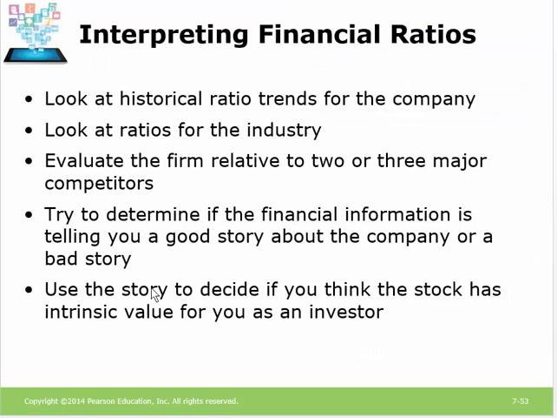So in conclusion, how can we interpret these ratios? We want to look at historical trends. How does our company compare to the industry? Maybe we can pull out one or two major competitors that we could look at. We just want to try to determine if the financial information is telling you a good story or a bad story. And once you know the definition of the story, is it good or bad, then you can start thinking about, well, maybe if it has a good story, maybe we should further investigate and try to calculate the intrinsic value.